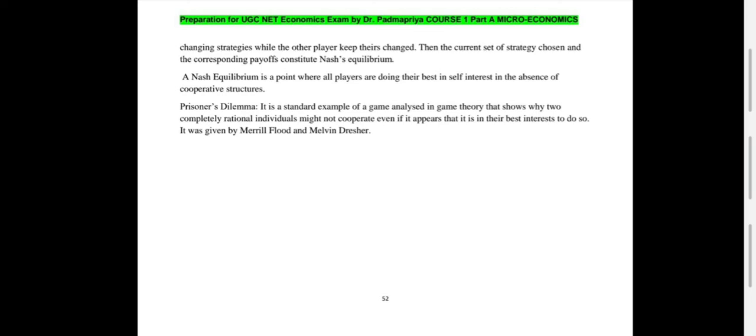Then we have another concept, which is known as prisoner's dilemma, which is a standard example which shows that even when two people have something to gain by cooperating, they don't cooperate, and that is known as prisoner's dilemma. This concept of prisoner's dilemma, remember, was given by Merrill Flood and Melvin Dresher.